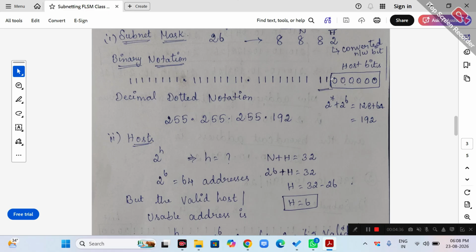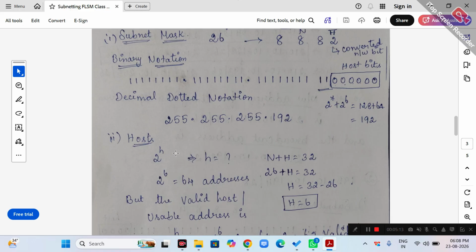Or else we can find it from the subnet mask itself. By default, the host bits are 8 for class C, but here the leftmost 2 bits are converted to network bits, and the remaining 6 bits are host bits. Either we can use the formula n plus h equals 32, total network bits plus total host bits equals 32, or we can easily write it from the binary notation itself. The network bits are given, and from that we can find the host bits.